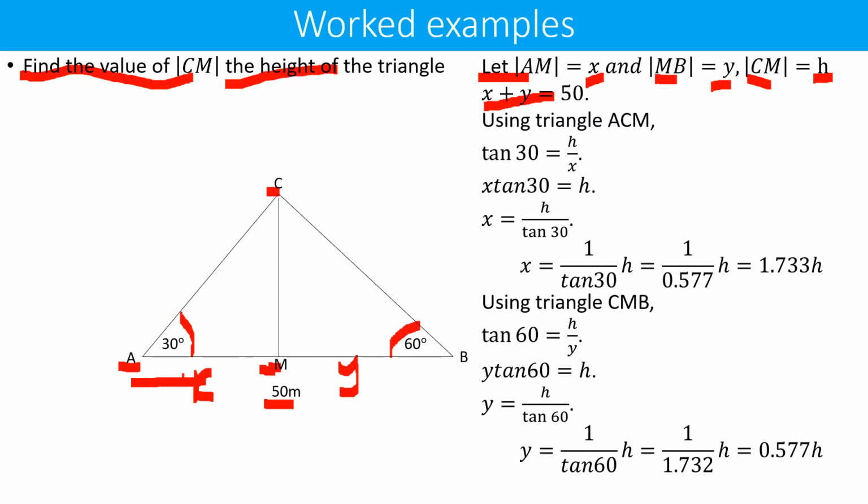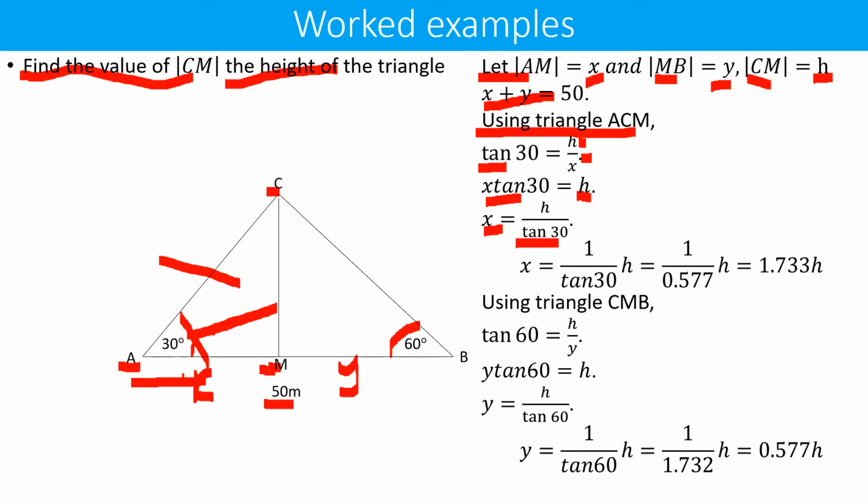So we are going to use half of the triangle, this side, which is ACM. So using triangle ACM, the opposite will be the one facing the angle, which is H. So tan 30 is H over X, which is opposite, which is H, over X, which is the adjacent. So we multiply both sides by X, so we get X tan 30 is equal to H. Then you divide both sides by tan 30, so you get X is equal to H over tan 30.